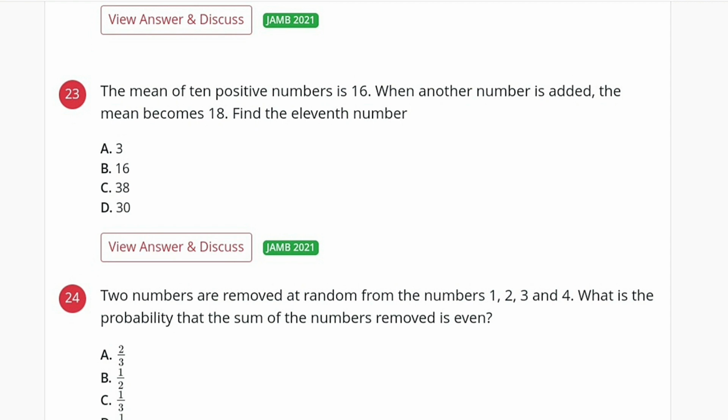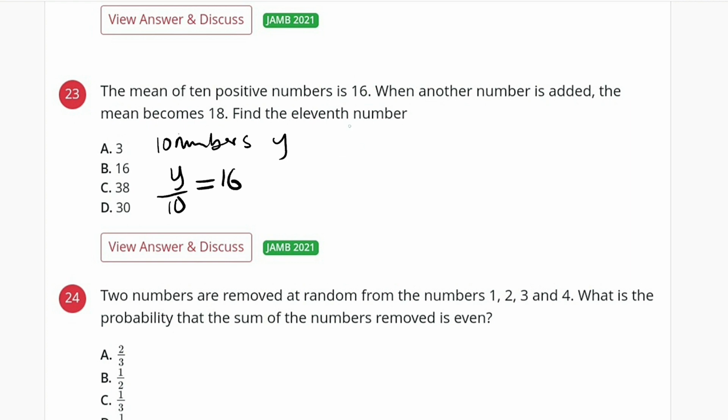The mean of 10 positive numbers is 16. When a number is added, the mean becomes 18. We are asked to find that number added, which is the 11th number. So even the 10 numbers are not given, so let us represent their sum with y. The mean is y divided by 10 because there are 10. The mean is the sum of items divided by number of items, and we have 16 here.